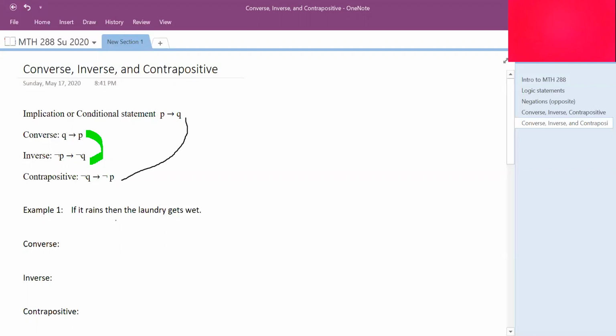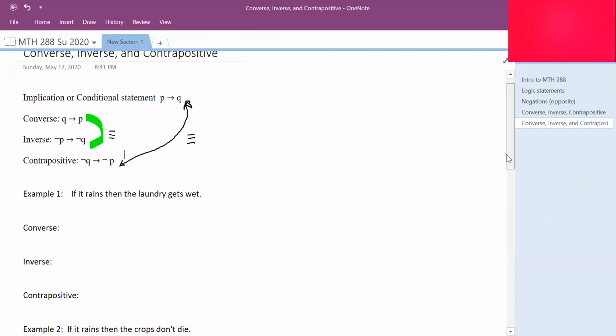So we have that the contrapositive is the only statement that is equivalent to the original. The converse and the inverse are equivalent to one another, and notice that the inverse is the contrapositive of the converse. Because if I started with Q implies P, swapping both sides and doing their opposites would give me not P implies not Q. So let's work out some examples here.